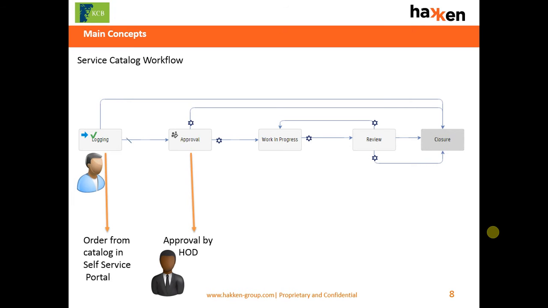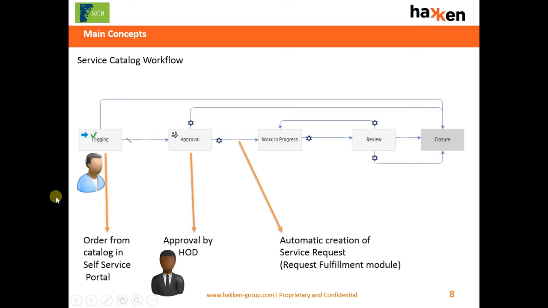After that, we move to the approval phase, where the head of department needs to approve or deny the record. If he denies, as you can see here, the record will move to the closure phase. If he approves, the record will move to the work in progress phase, and there's an automatic creation of the service request record. That record will be available in the request fulfillment module.